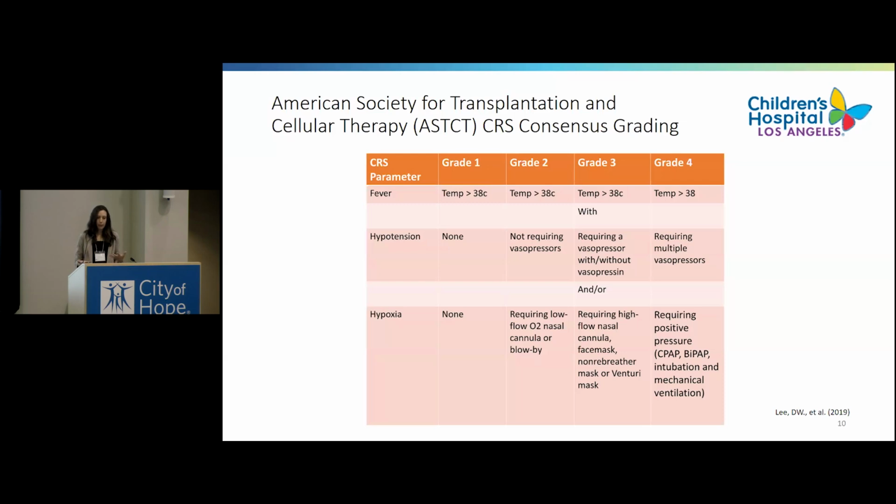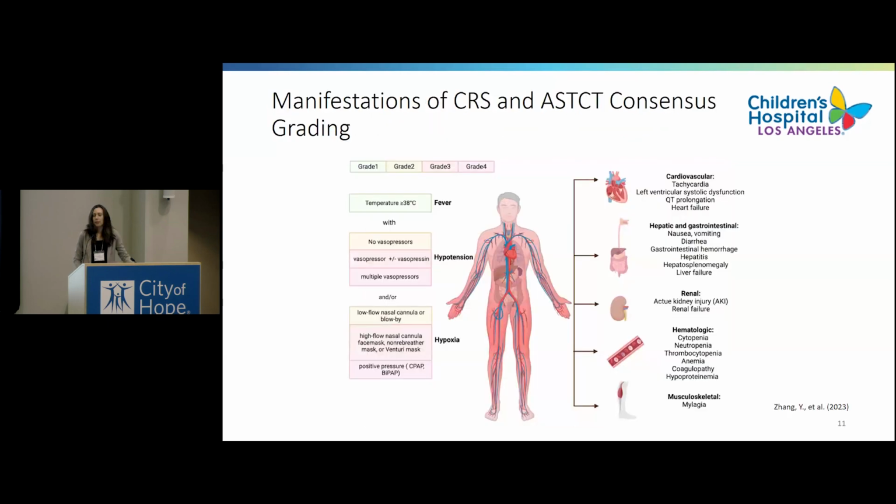And then we talk about this every day when we round on these patients. Okay, what grade is their CRS today? What are their overnight events? How are we managing their hypotension? Did they respond to a normal saline bolus if they needed it, or are we having to escalate care? So this is just another visual way of looking at CRS consensus grading.